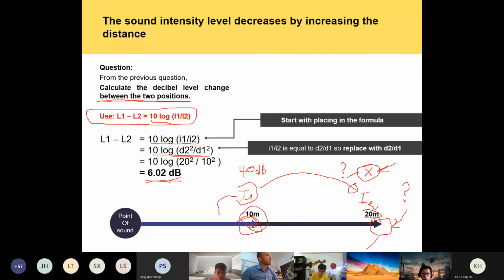So the thing that you find is the difference, and it's not the level, the sound level at this point. Is this clear?